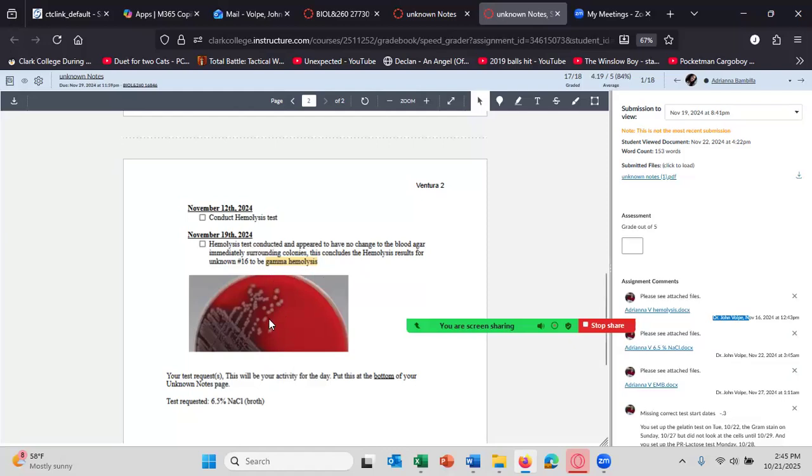Now the results is the, what do you call it? The observation of the test. That's your result. And then the conclusion is your interpretation of the results. So gamma hemolysis is the interpretation of the result, and the result is no change in the blood agar. So that would be the result or the observation. Any question about any of that?